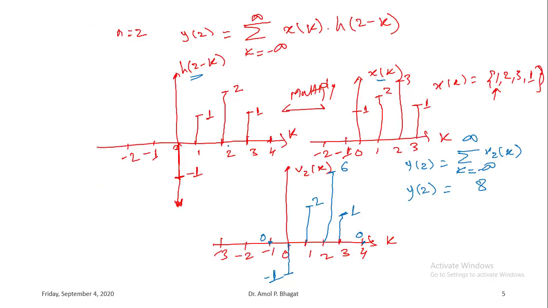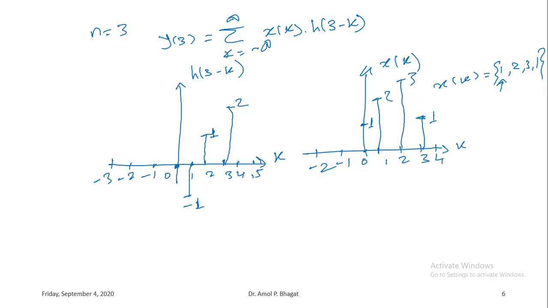At 3 you will get this value, the value present at 3 will be at 4, so it is 1. Okay, simply you are shifting the h of 2 minus k by one sample to the right, or you are shifting h of minus k by 3 samples to the right. Again you are multiplying these two sequences.